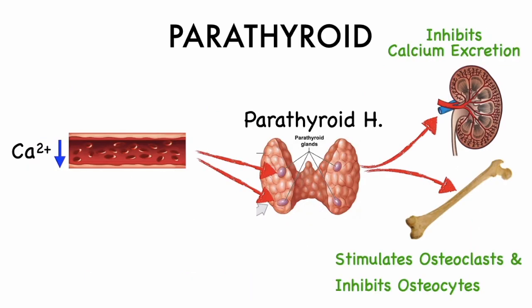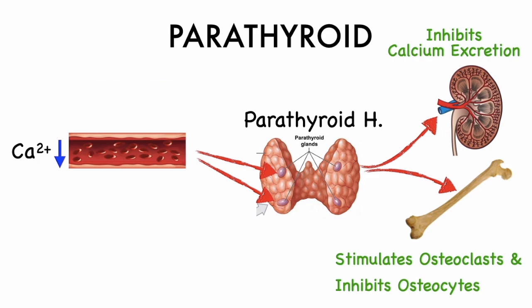Next, we have the parathyroid. And the parathyroid gland basically does the opposite of the thyroid gland. The parathyroid glands are on the posterior side of the thyroid. It's right in the same area. There's just these four little dots on the back side of the thyroid. And the parathyroid basically does the opposite of the thyroid. So instead of depositing calcium into the bone, it will actually take calcium away from the bone.